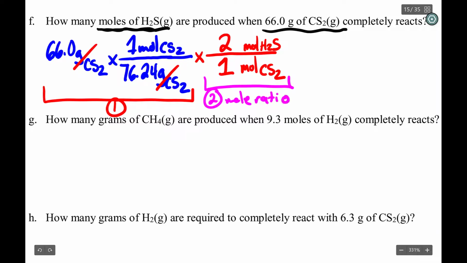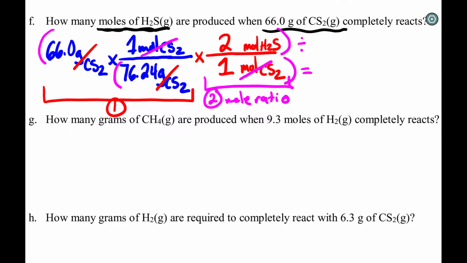And the unit of moles of CS2 will cancel with moles of CS2. Everything goes on top in one bracket. You hit divide. Everything on the bottom goes in one bracket. Then you hit equals. And I get 1.73 moles of H2S.